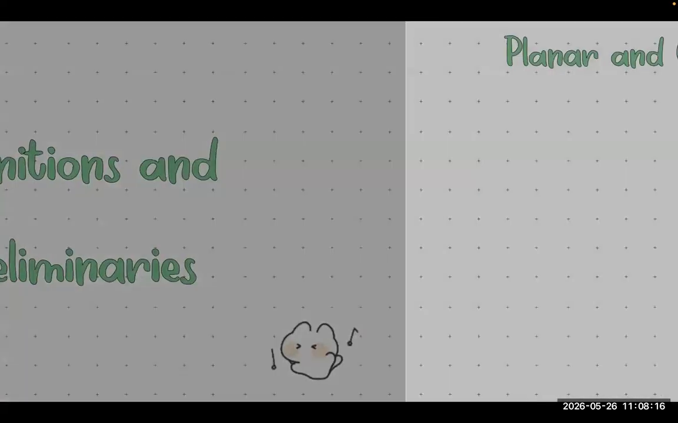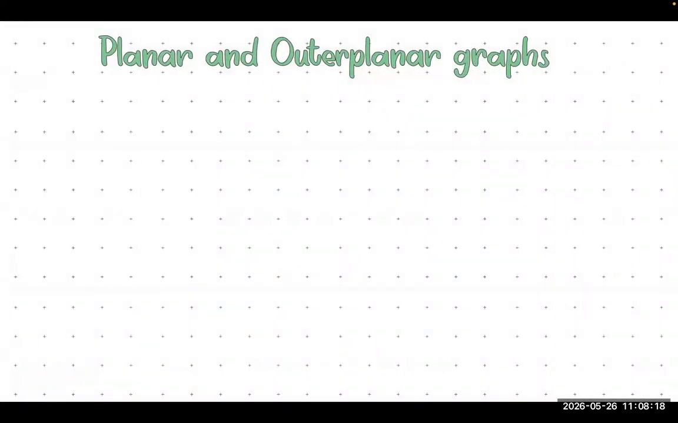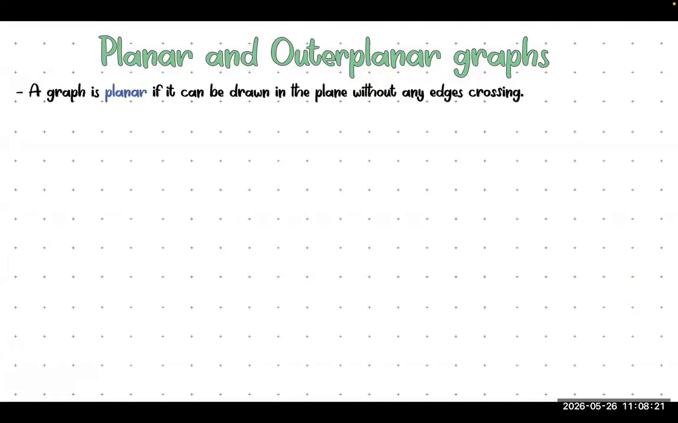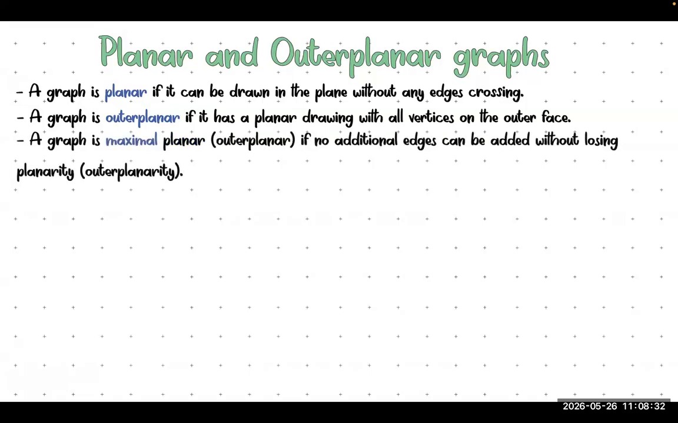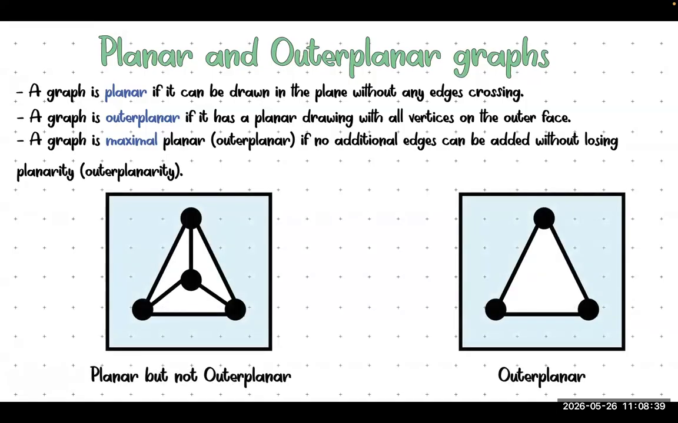Okay. So here are definitions, for example, planar and outer planar graphs. A graph is called planar if it can be drawn without any edges intersecting. Outer planar just means that all the vertices lie on the outer face. And we say it's maximal if no additional edges can be added without losing its planarity. For example, this graph is planar, but it's not outer planar. If we try to move the middle one somewhere else, we can never draw it in a way where all of them are touching the outer face, which is the blue.